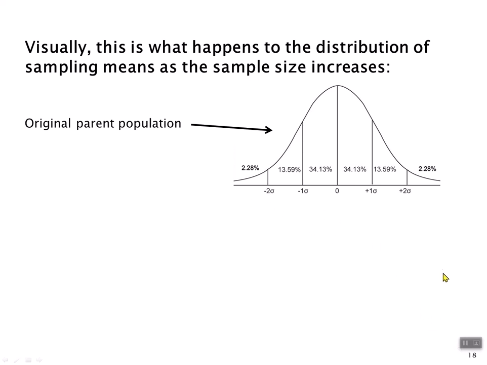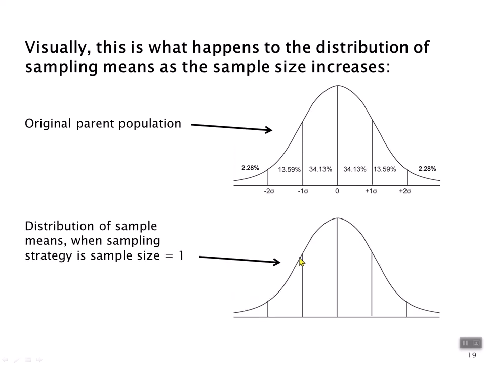If you're trying to generalize, then you have to have larger samples, because a sample size of 1 gives you a sampling distribution that looks like this. It's exactly the same as the original population, and we don't get any closer to where this is.